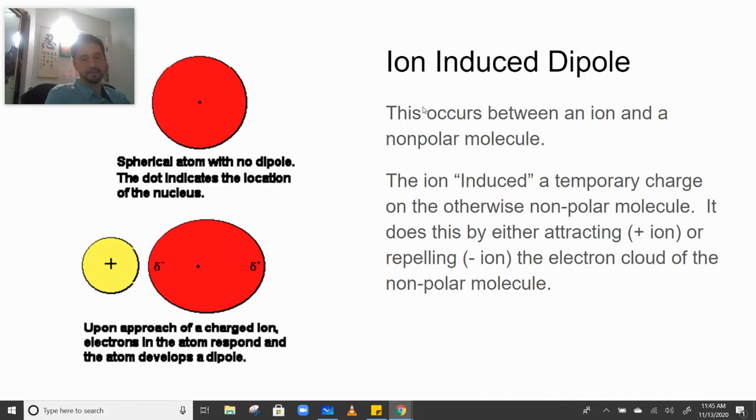Okay. Intermolecular forces are confusing. Great, right?